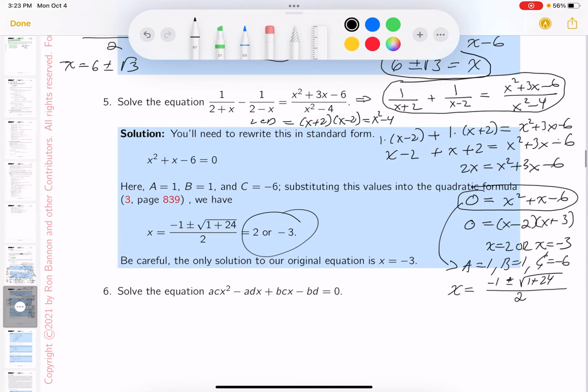Let me keep working on it. What do you get over here? x equals minus 1 plus or minus, well, 1 plus 24 is 25, and the square root of 25 is 5. Okay, we got two numbers. Minus 1 plus 5, which is 4, over 2, or minus 1 minus 5, which is minus 6 over 2. What numbers do you get? x equals 2, or minus 3. We're getting those numbers clearly.